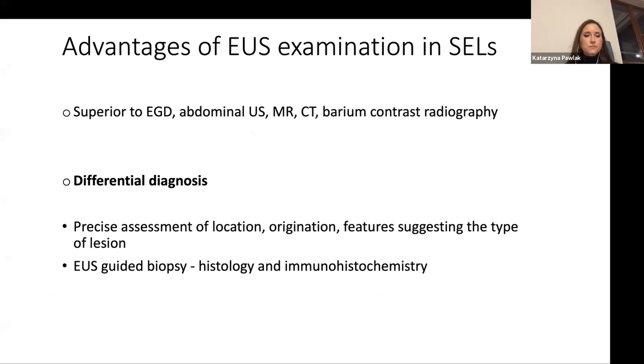the EGD. When it comes to the advantages of EUS examination in SELs, we know that EUS is superior to EGD and even to abdominal ultrasound as well as MRI and CT, especially when it comes to differential diagnosis of this type of tumor. With EUS, we can precisely assess the location as well as the origin and features suggestive of some type of tumor. And what is most important, we can perform EUS-guided biopsy, obtaining tissue for histological and also immunohistochemical assessment.